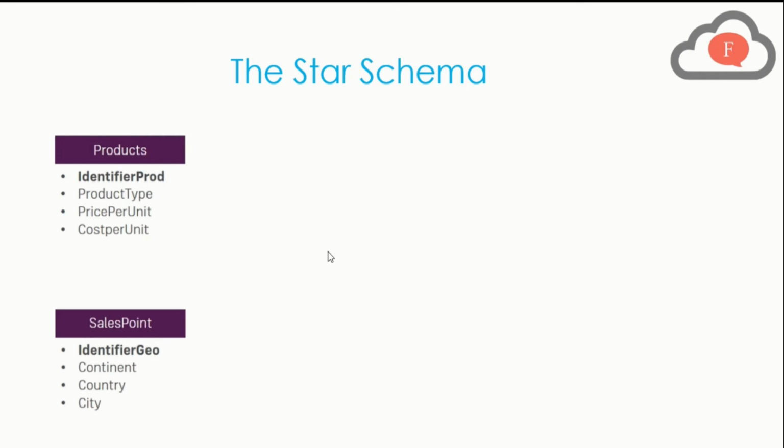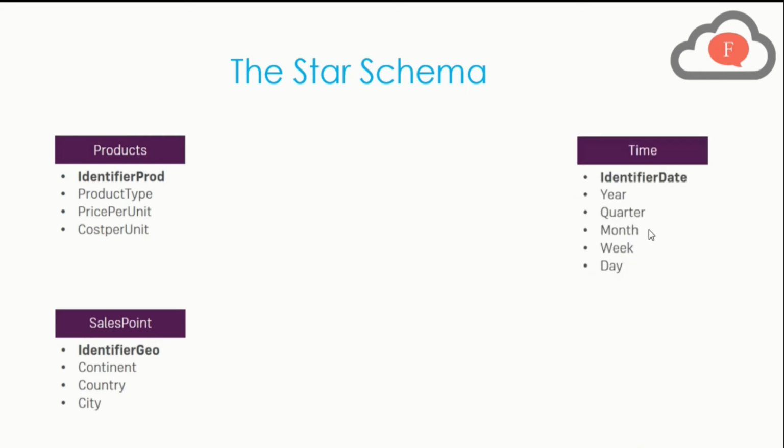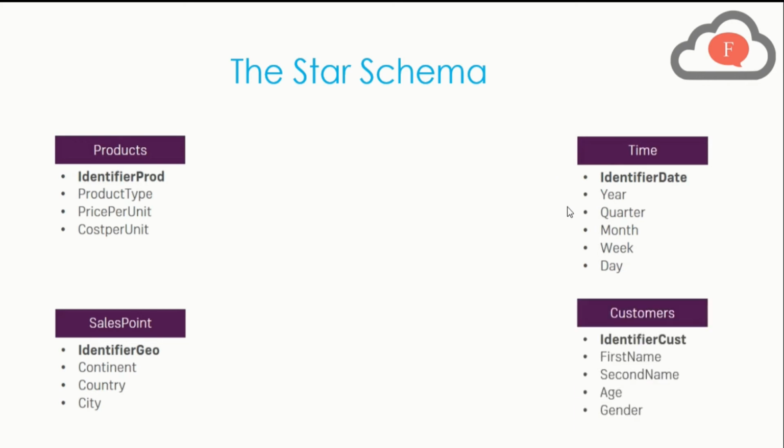Then there is another table, time, in which the identifier date, year, quarter, month, week and day are given, representing the time of the product that has been purchased. Fourth, there is another table, customers, in which there is an identifier customer, which is specific to a customer, and first name, second name, age or gender are given as columns in the customer table. So these are the four tables that would be given to you.